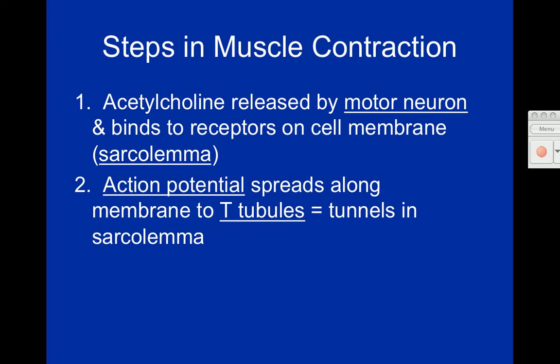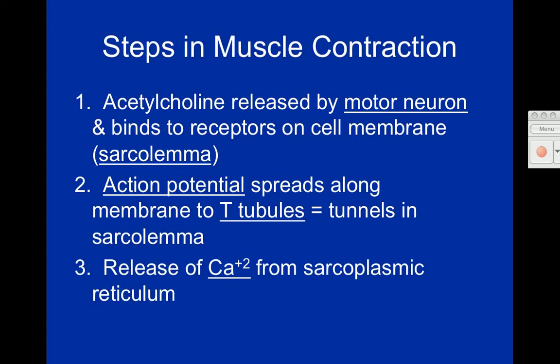Now, once the action potential goes down to the bottom of the T-tubules, it reaches an area where the T-tubule interacts with the sarcoplasmic reticulum. Now, sarcoplasmic reticulum is basically the endoplasmic reticulum of a muscle cell. And when that action potential reaches there, it causes the release of calcium. Now, this calcium then travels to the muscle fibers themselves, or to the actual filaments.